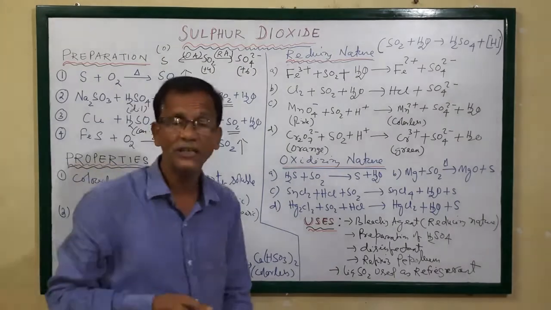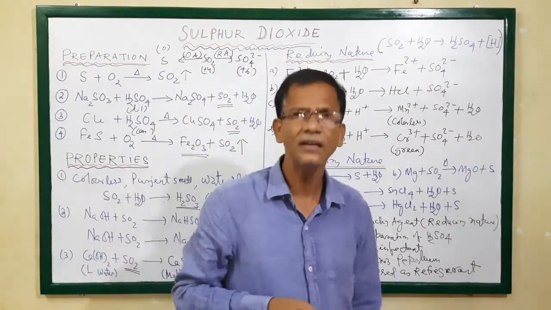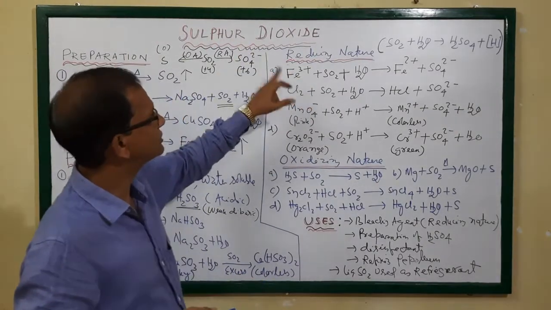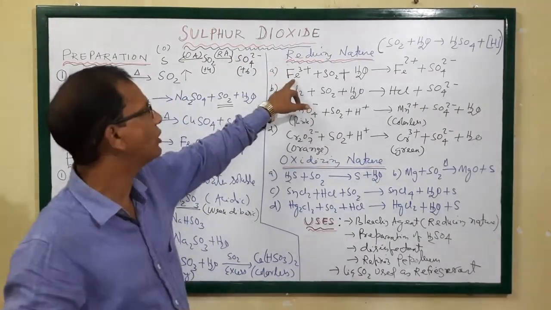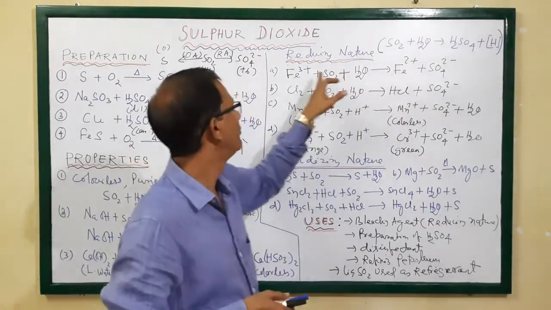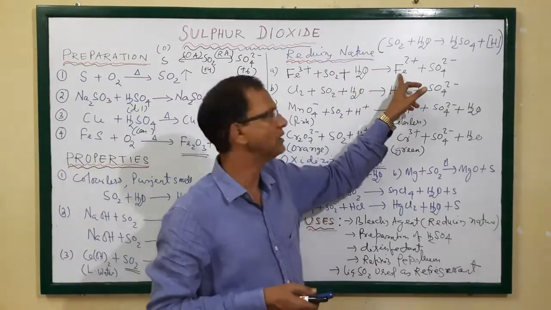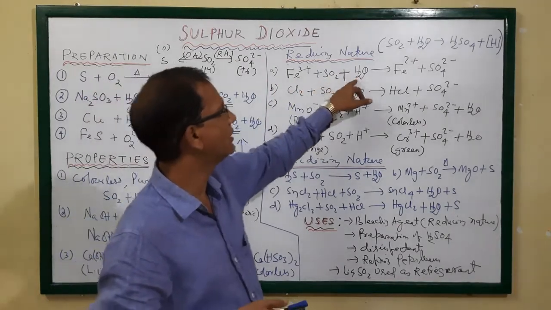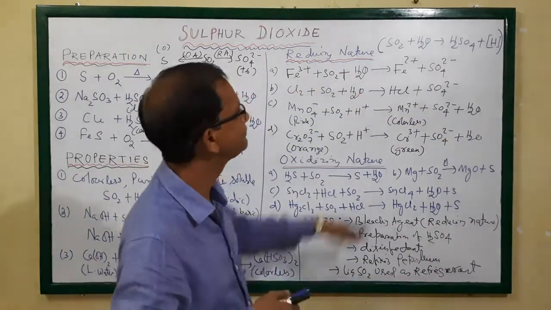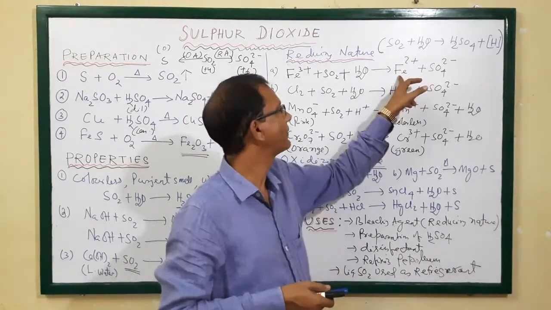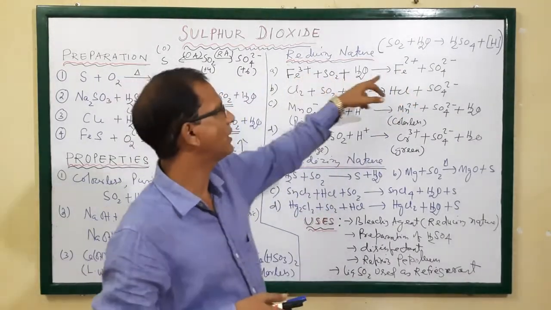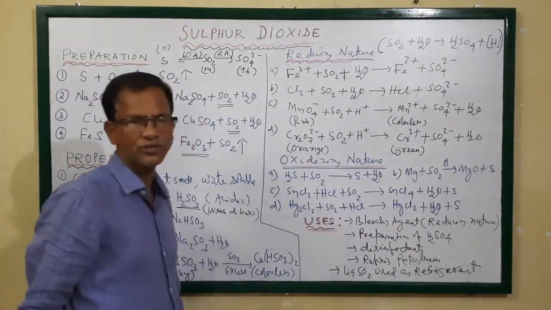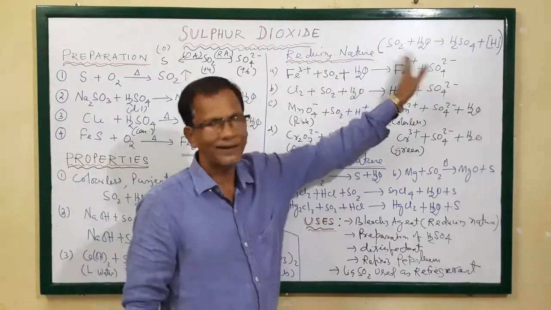What are the reducing and oxidizing properties of sulfur dioxide? Let us discuss. It reduces ferric salt to ferrous salt. Ferric ion converts to ferrous ion. You see the change. So ferric plus sulfur dioxide plus water converts to what? Ferrous sulfate. Ferric ion converts to ferrous sulfate. Then you can balance this equation by adding H plus ion on the right side.